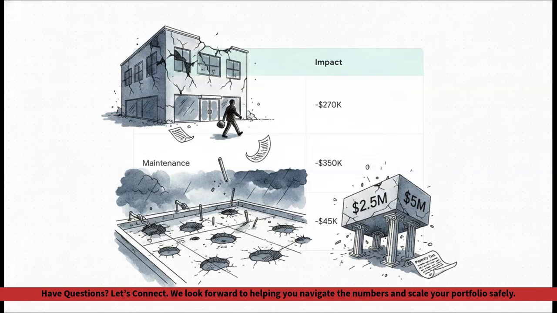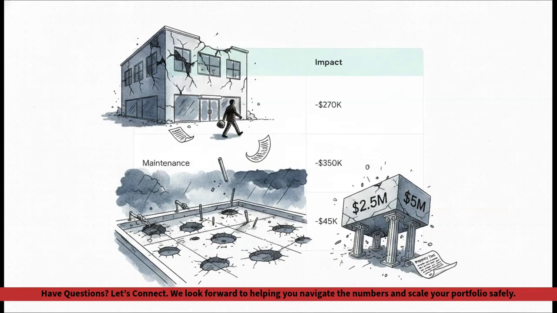Next up, remember that deferred maintenance we talked about? Well, the previous owners skipped roof repairs for 7 years. Within 6 months, a structural roof replacement and parking lot repaving are demanded, draining a massive $350,000 in capital expenditures right out of our buyer's liquidity.